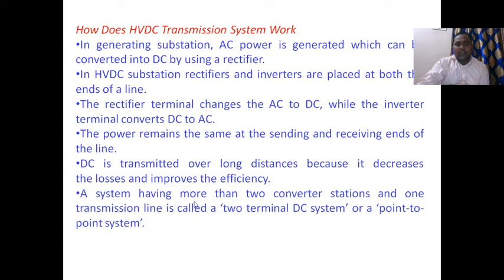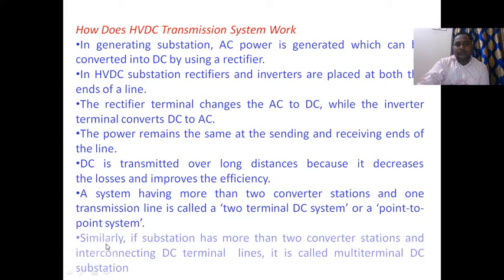A system having two converter stations and one transmission line is called a two terminal DC system or a point to point system. Similarly, if a substation has more than two converter stations and interconnecting DC terminal lines, it is called a multi-terminal DC substation.